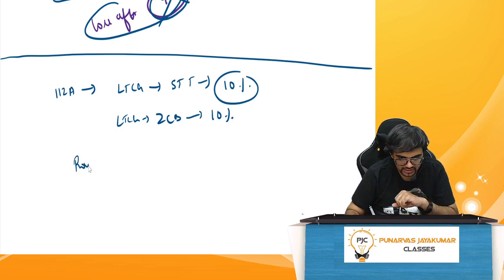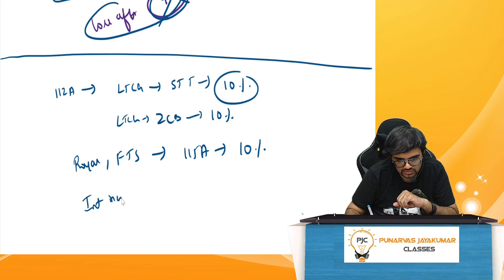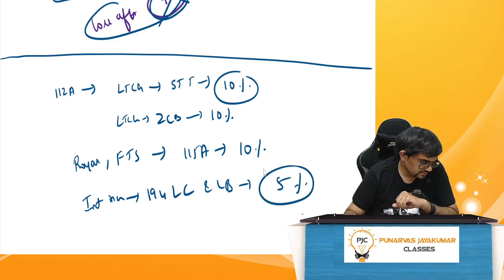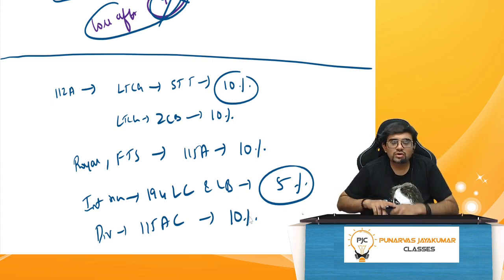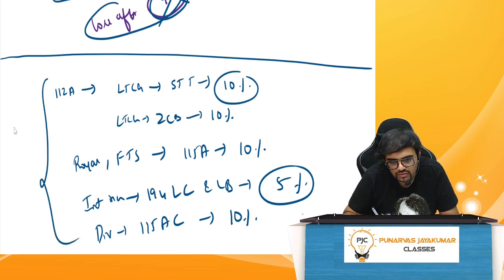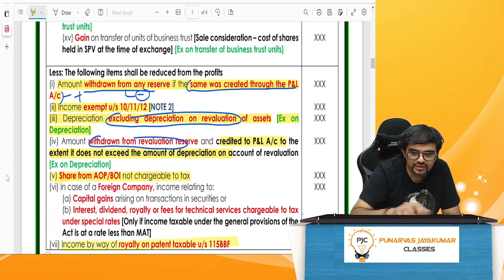In case of royalty, fee for technical services under 115A of income tax, we have seen in international taxation, it is 10%. Certain interest incomes as per 194LC and LB are taxed at 5%. Dividend income under 115AC, 10%. All that you are charging 10%, and now MAT you are stamping me 15%. How is it fair? Do something, bro. They begged. For that begging, this provision came.